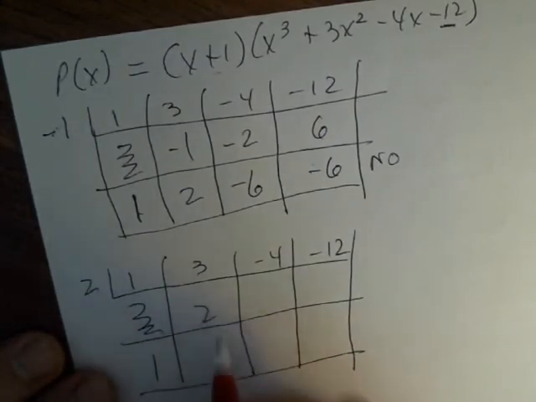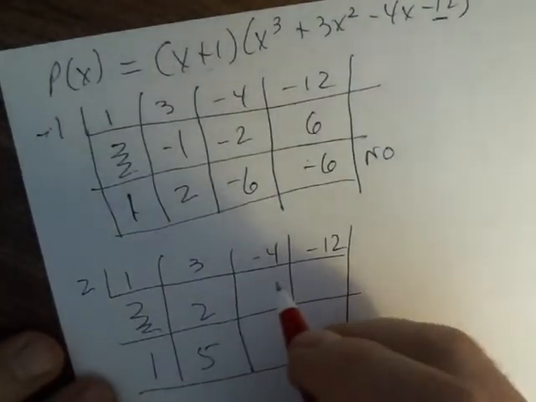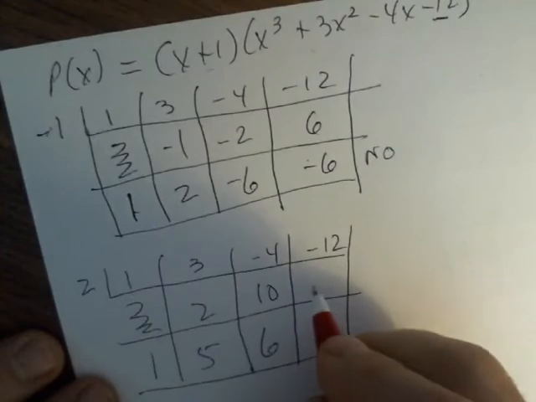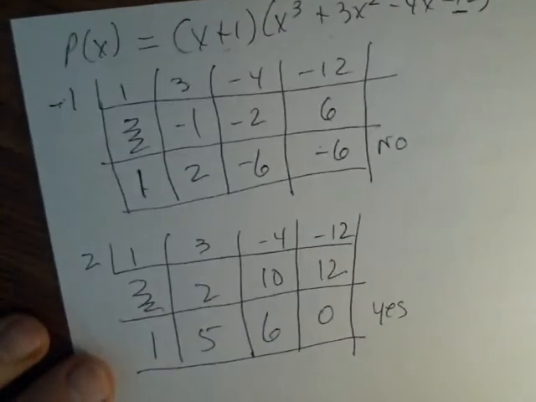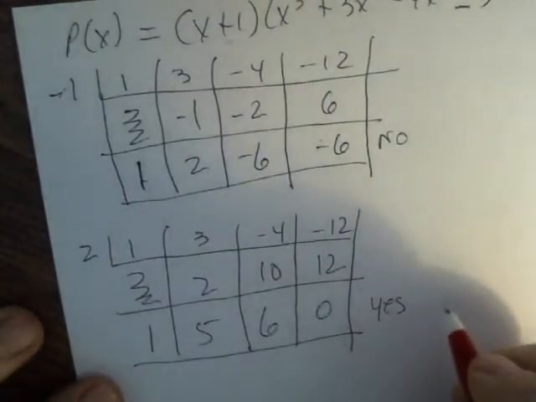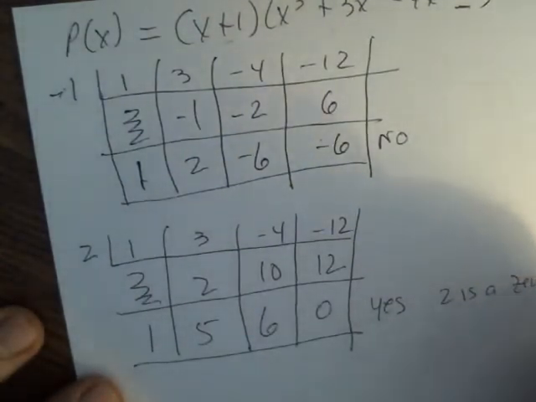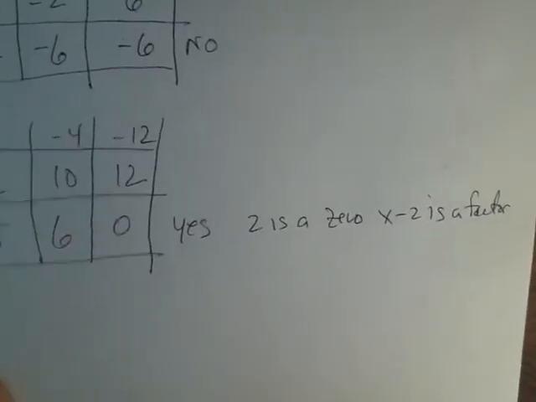Bring down that 1. 2 times 1 is 2. That gives me a 5. 2 times 5 is 10. 10 minus 4 is 6. 2 times 6 is 12. 0. Yay. Okay. So 2 is a 0. X minus 2 is a factor. Okay. That's what I know.